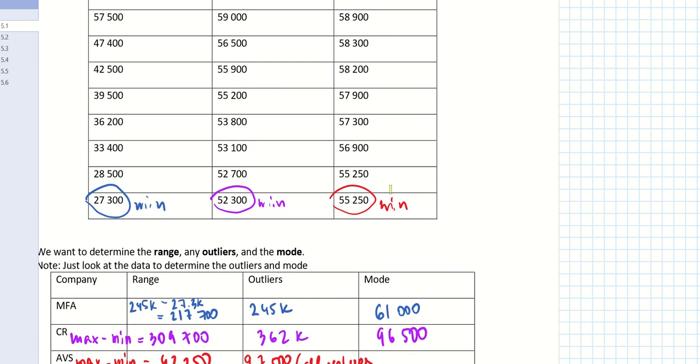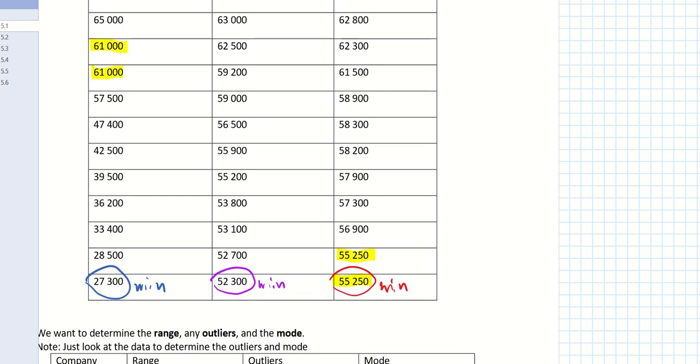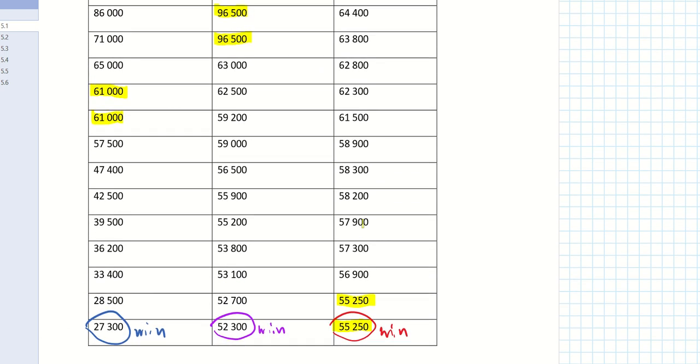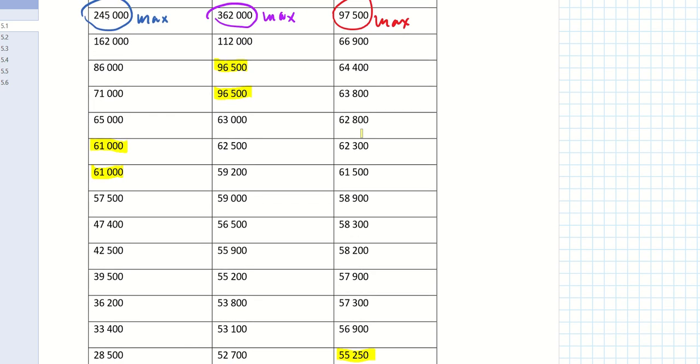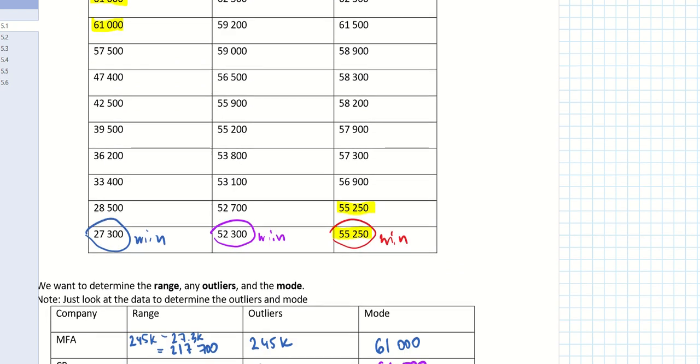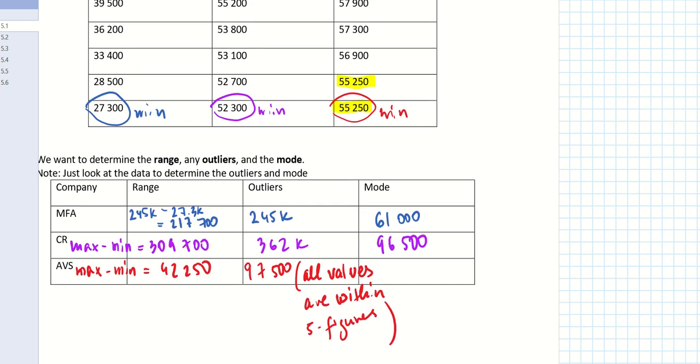And then the last part is, of course, the mode, and that's the most frequent value. From the bottom, we see 55,250 is repeating twice already. Let's check if there are any other ones that repeat. 57, no, 58, nothing. 61, 62, pretty close, but nothing. So it looks like those are the only two numbers that repeat. So in this case, our mode is going to be 55,250.